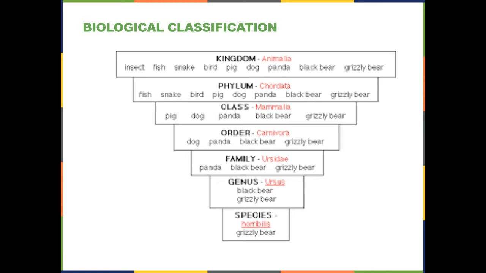Sometimes you'll see an additional category above kingdom, where we separate prokaryotic and eukaryotic organisms, but we'll talk about that in just a second. Most biological classifications have these 7 parts. I expect you to know these 7 parts in order, so you need to memorize this classification system.